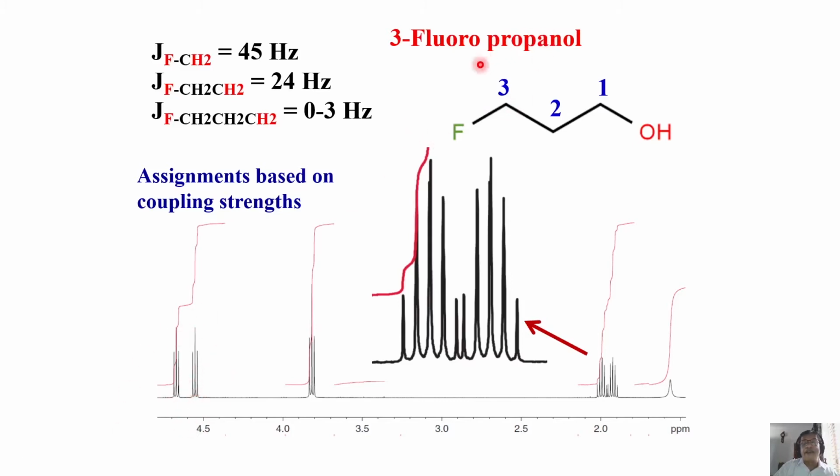Then this has to be proton 3. Also, it is attached to an electronegative atom, so it comes downfield. That's another way, but I am assigning based on the coupling strengths now. And what about this one? This is 2 bond coupling between the 1, 2 and 3 bond couplings will be 24 Hertz.